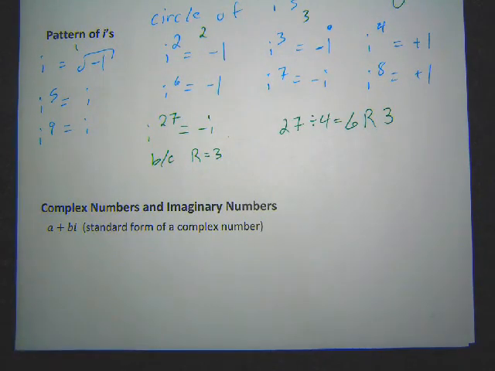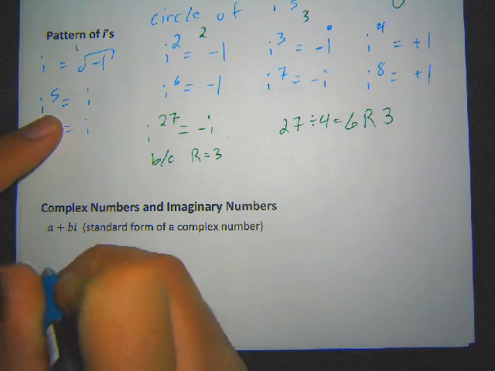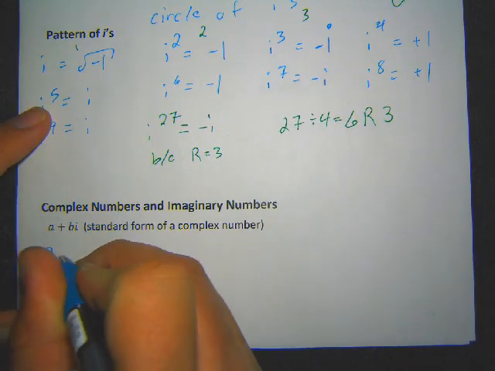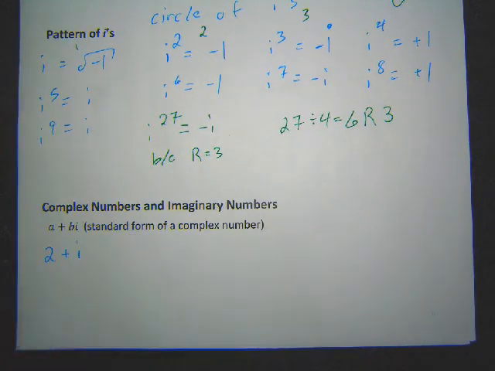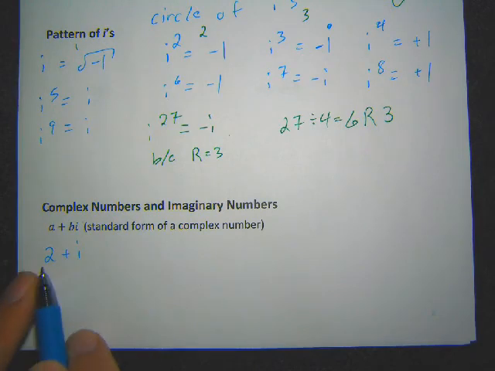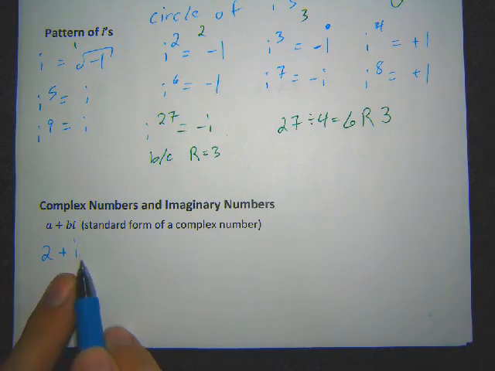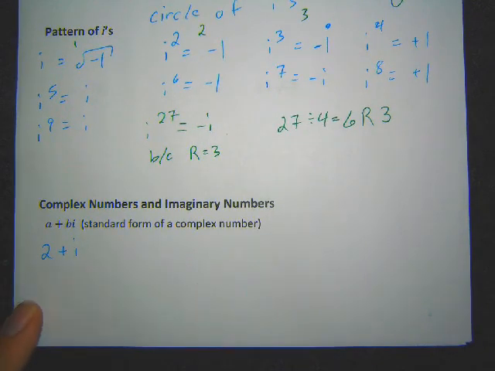So you can do things like take i and add 2 to it, so you end up with 2 plus i. We always like to write complex numbers, which have an i part and a non-i part, with the non-i, the real part, first, and the i part second. So this would be a complex number. It's 2 plus i.